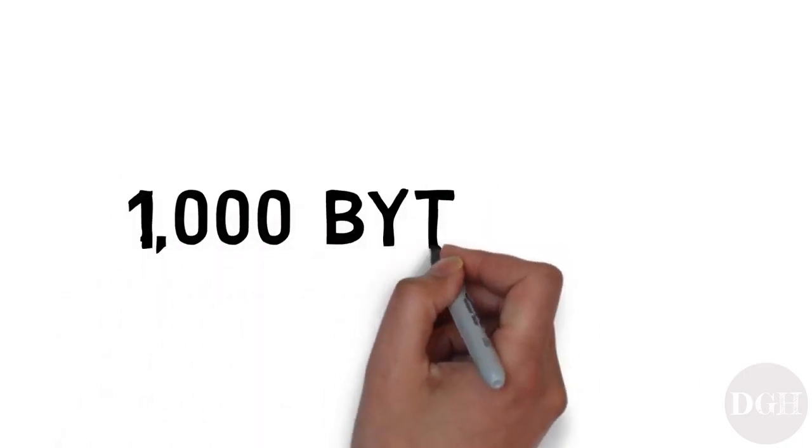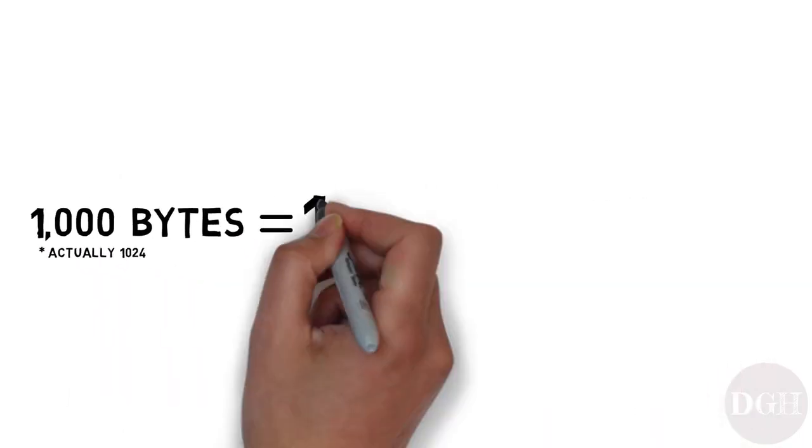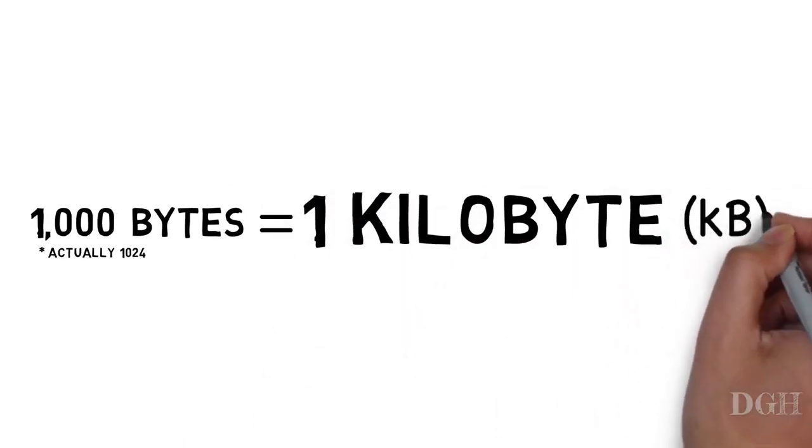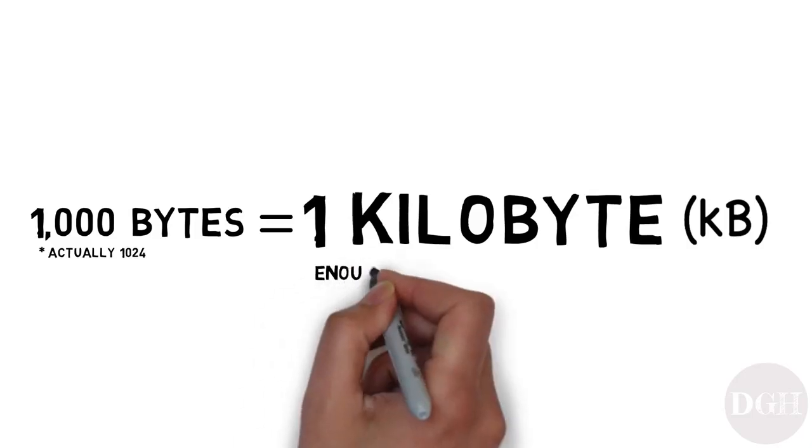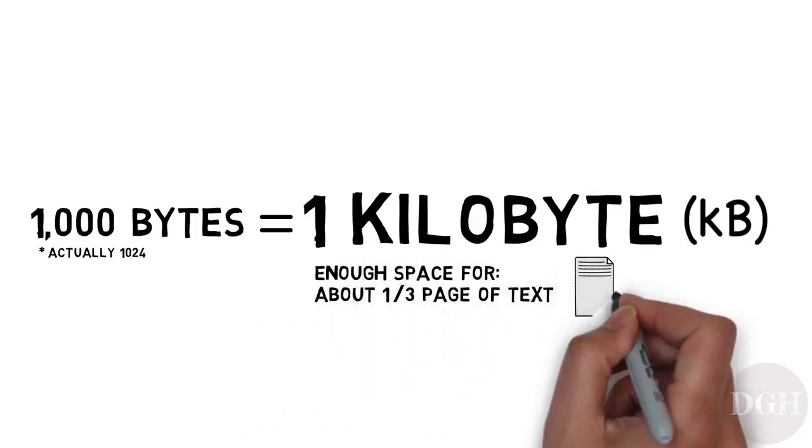That brings us to our next term. If you take 1,000 bytes and put them together, that's called a kilobyte, often abbreviated as KB, or just K. Now I will mention just once that there are actually 1,024 bytes in a kilobyte, and that's because digital storage uses the binary system and everything is expressed in powers of 2. That said, it's okay to just think of a kilobyte as 1,000 bytes, similar to how a kilogram is 1,000 grams or a kilometer is 1,000 meters. 1 kilobyte is enough space to hold about a third of a page of text.